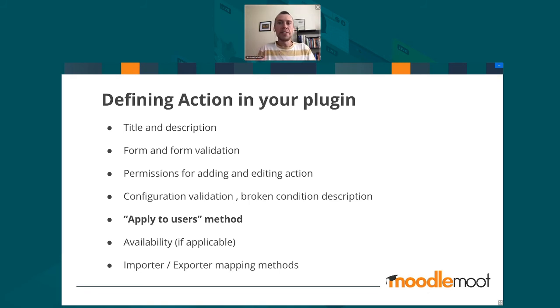Again, you define a series of methods: type, description, form, permissions, configuration validation, and apply to users method. That highlighted method is the only difference to condition. Same availability method is available if that's applicable. Actually, there is another difference. It doesn't have event subscription. Only conditions got that.